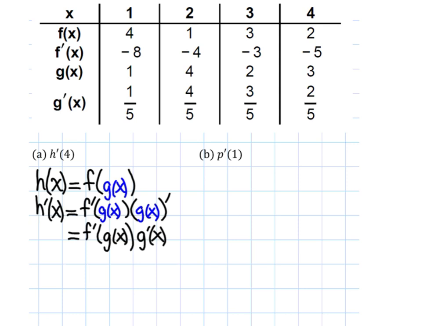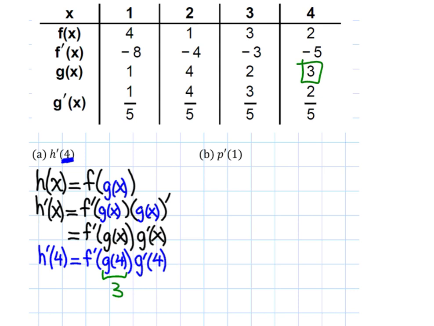Now we're just going to substitute 4 into x, and we have the derivative of h at x equal to 4 equal to the derivative of f at g of 4 and g prime at 4. And then we just look up the values in the table. G of 4, the function g at 4, is 3. So we have 3. The derivative at 4 is 2/5.